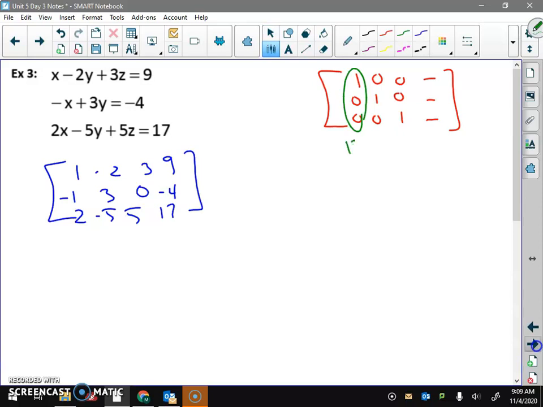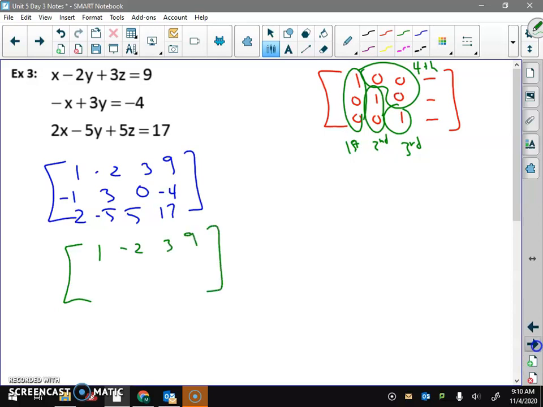I'm going to do that first. I'm going to do this second. I'm going to do this third. And I'm going to do these last. All right, so I want a 1 where the 1 is. Got it. Leaving row 1 alone for a little while.